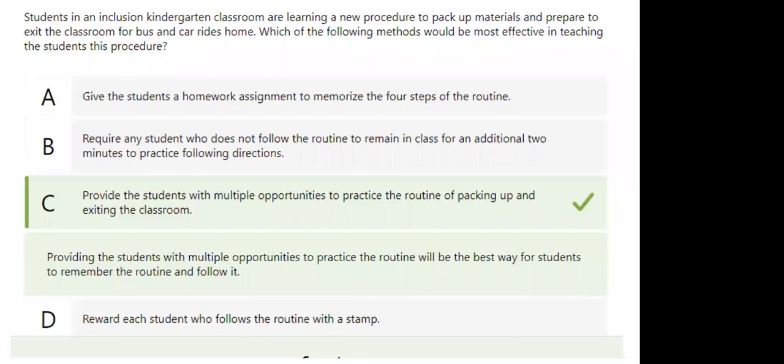It's C, providing the students with multiple opportunities to practice. And this works no matter if they're at kindergarten level or they're in high school. They need multiple opportunities to practice the routine, whether they have an identified disability or they don't. Practice, practice, practice the routine that you are expecting. That's going to be the best way for these students to remember the routine and to follow it.